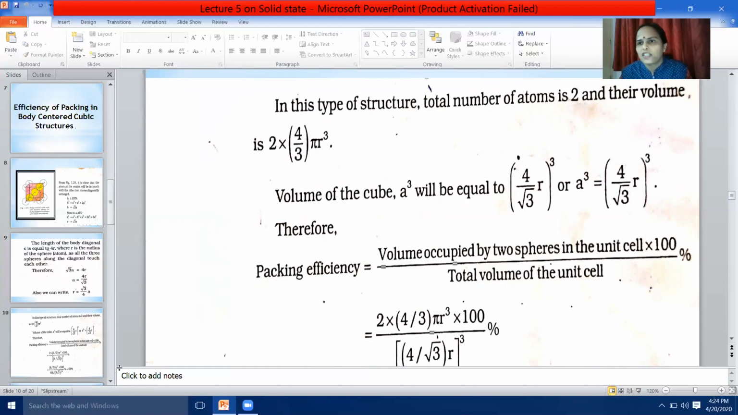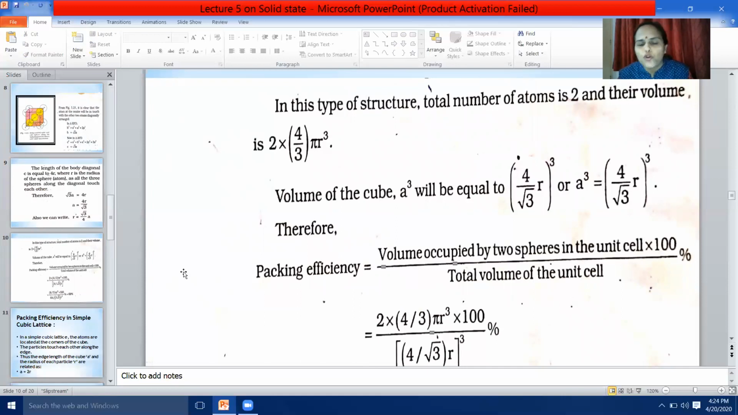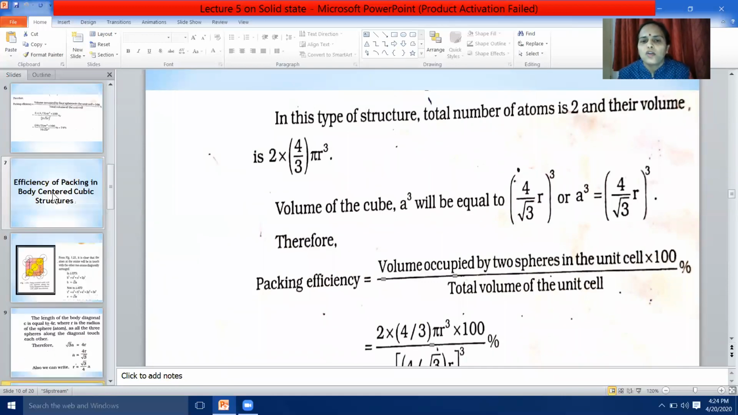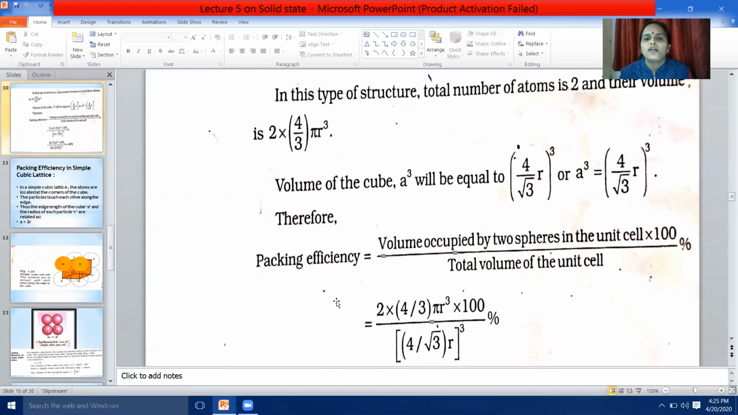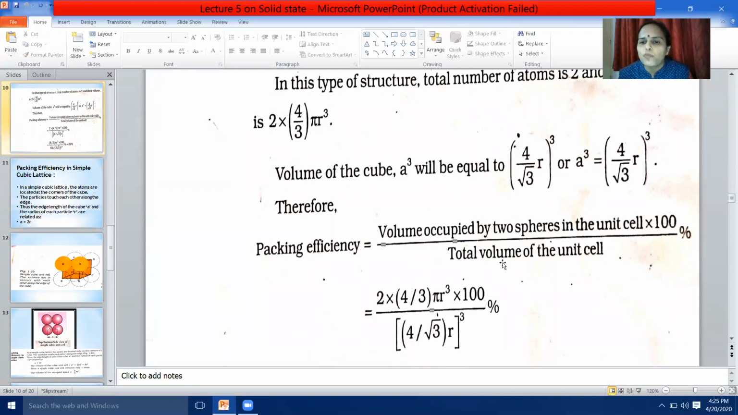And the volume is again given by the volume of the sphere, which is 4 by 3 pi r cube. So 2 into 4 by 3 pi r cube. Volume of the cube, we know it is equal to A cube. So A value, we got it there as 4 by root 3 r. So A cube equals 4 by root 3 r, the whole cube, and packing efficiency therefore can be put in the formula as equal to volume occupied by 2 spheres in the unit cell into 100 divided by total volume of the unit cell.